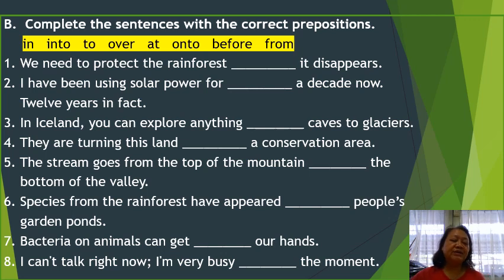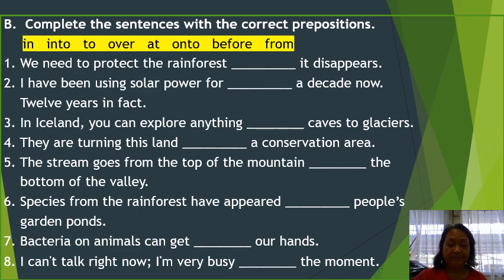Six, species from the rainforest have appeared people's garden ponds. Seven, bacteria on animals can get our hands. Eight, I can't talk right now. I'm very busy the moment. So use all the prepositions here. There are eight prepositions and eight sentences. Okay.